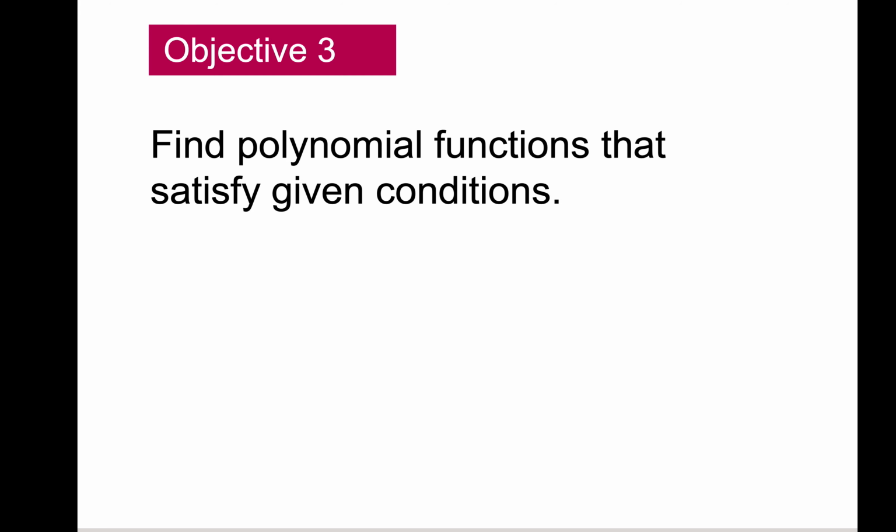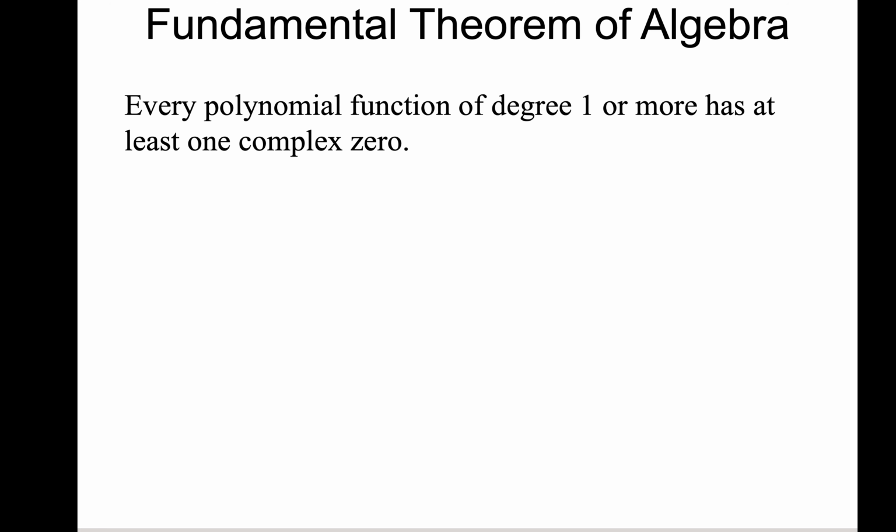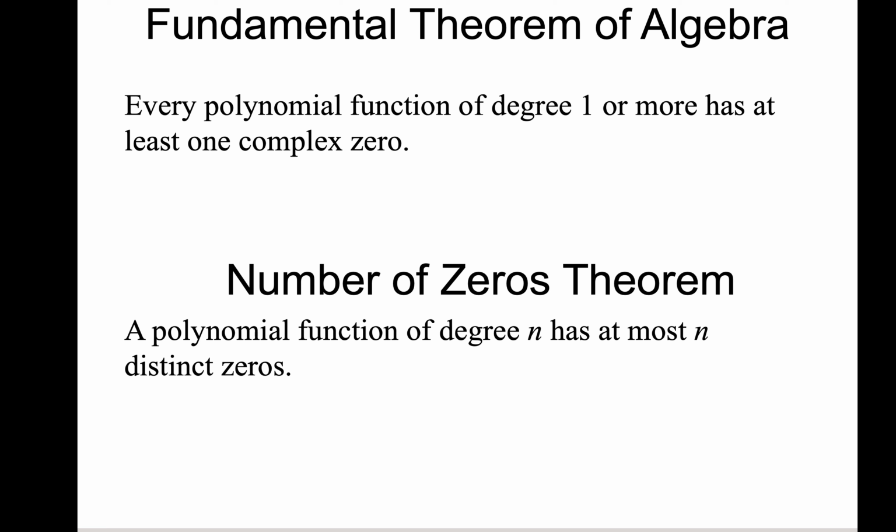If I want to find a polynomial that satisfies specific rules, the number of zeros that a polynomial has is directly related to the degree of the polynomial. If it's a quadratic, it has 2 answers. If it's a cubic, it has 3 answers. If it's a 4th degree, it has 4 answers.